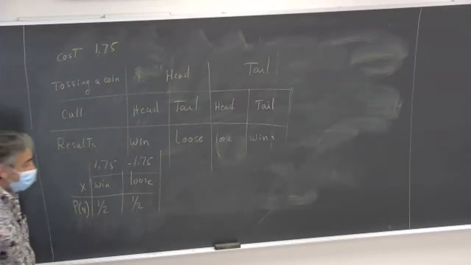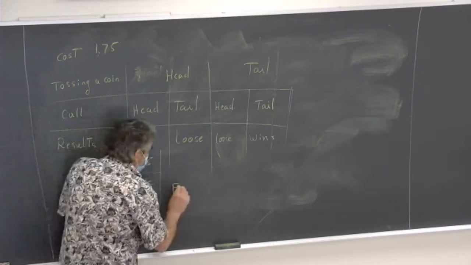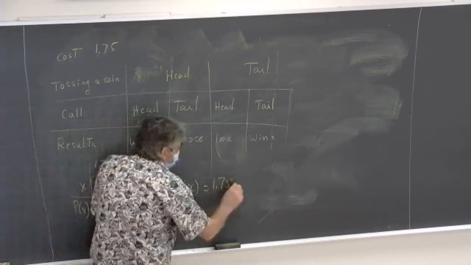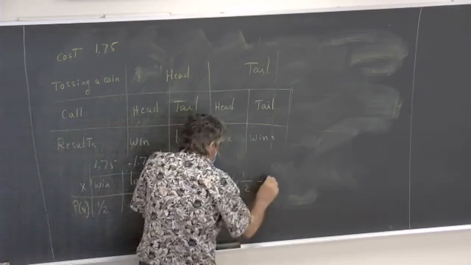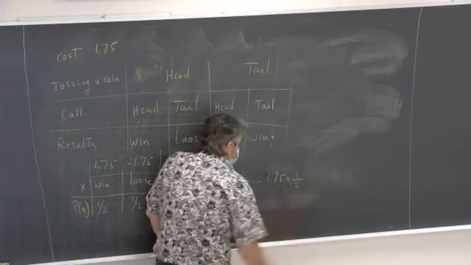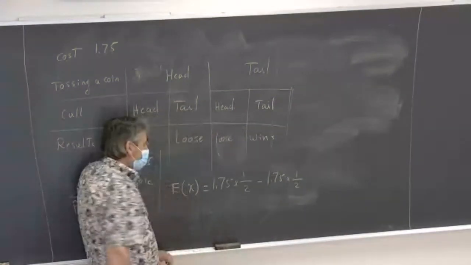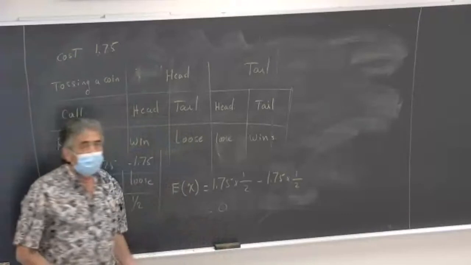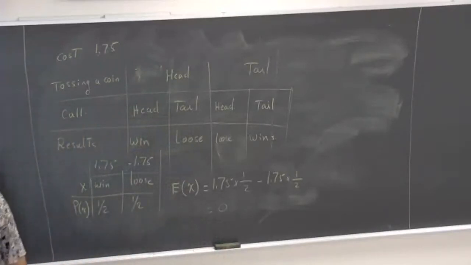So now we know how much you win and what the probability is. So the expected value in this case is 1.75 times 1/2 minus 1.75 times 1/2. That is equal to 0. So in this particular scenario, the expected value is 0, and that's a fair play.